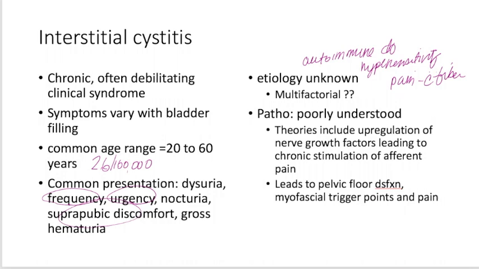With having an etiology that's unknown, the patho is also poorly understood. And they theorize that there could be upregulation of nerve growth fibers, leading to chronic stimulation of that afferent pain pathway. And then that's going to lead to pelvic floor dysfunction and myofascial trigger points and pain.